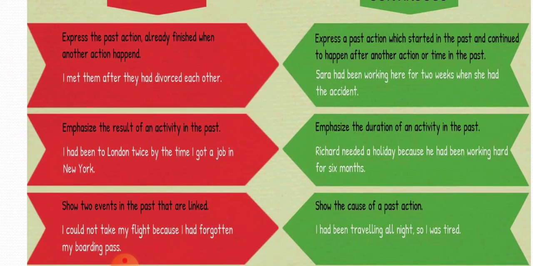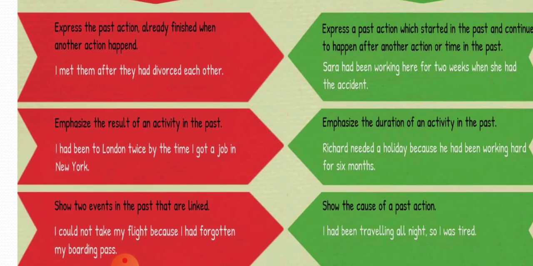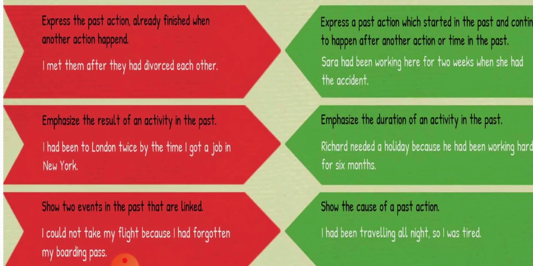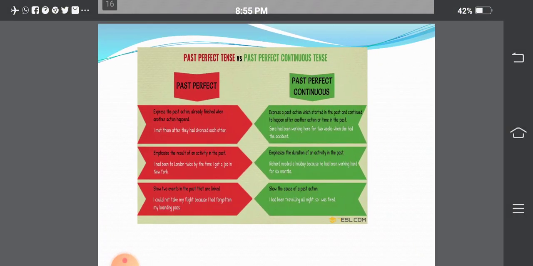One more is there: show the 2 events in the past that are linked. And here, show the cause of a past action. I could not take my flight because I had forgotten my boarding pass. Now here, I had been traveling all night, so I was tired. So this is the basic difference.